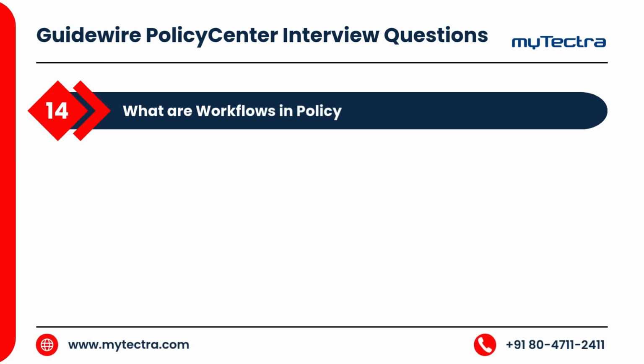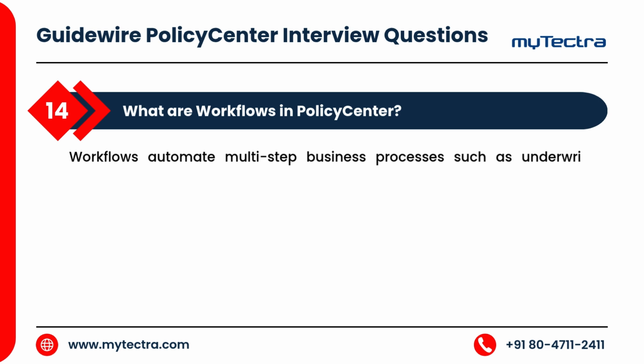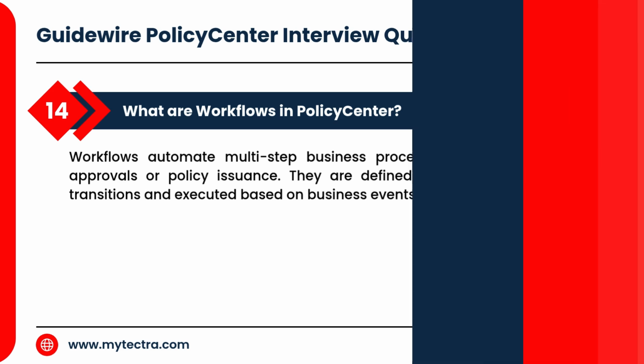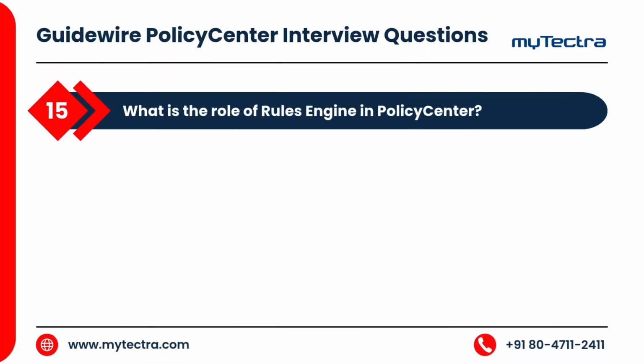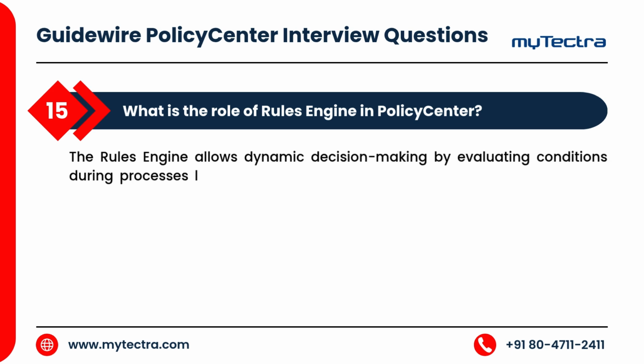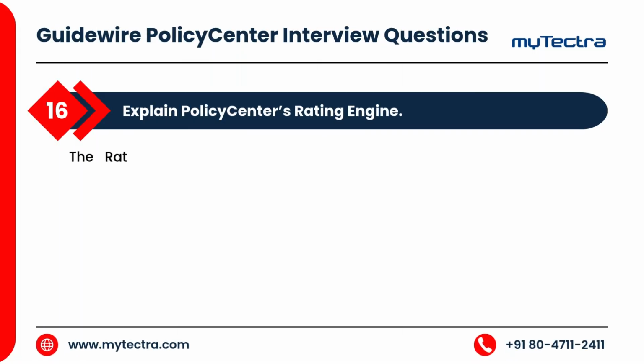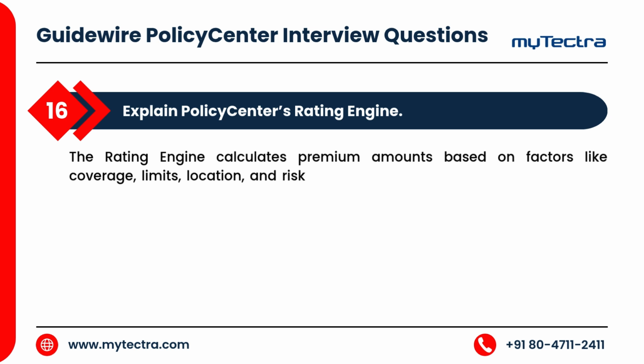What are workflows in PolicyCenter? Workflows automate multi-step business processes, such as underwriting approvals or policy issuance. They are defined using states, actions, and transitions and executed based on business events. What is the role of Rules Engine in PolicyCenter? The Rules Engine allows dynamic decision-making by evaluating conditions during processes like quoting, underwriting, and policy validation. It reduces the need for hard-coded logic. Explain PolicyCenter's rating engine. The rating engine calculates premium amounts based on factors like coverage, limits, location, and risk profiles. It supports rating tables, formulas, and custom rules.